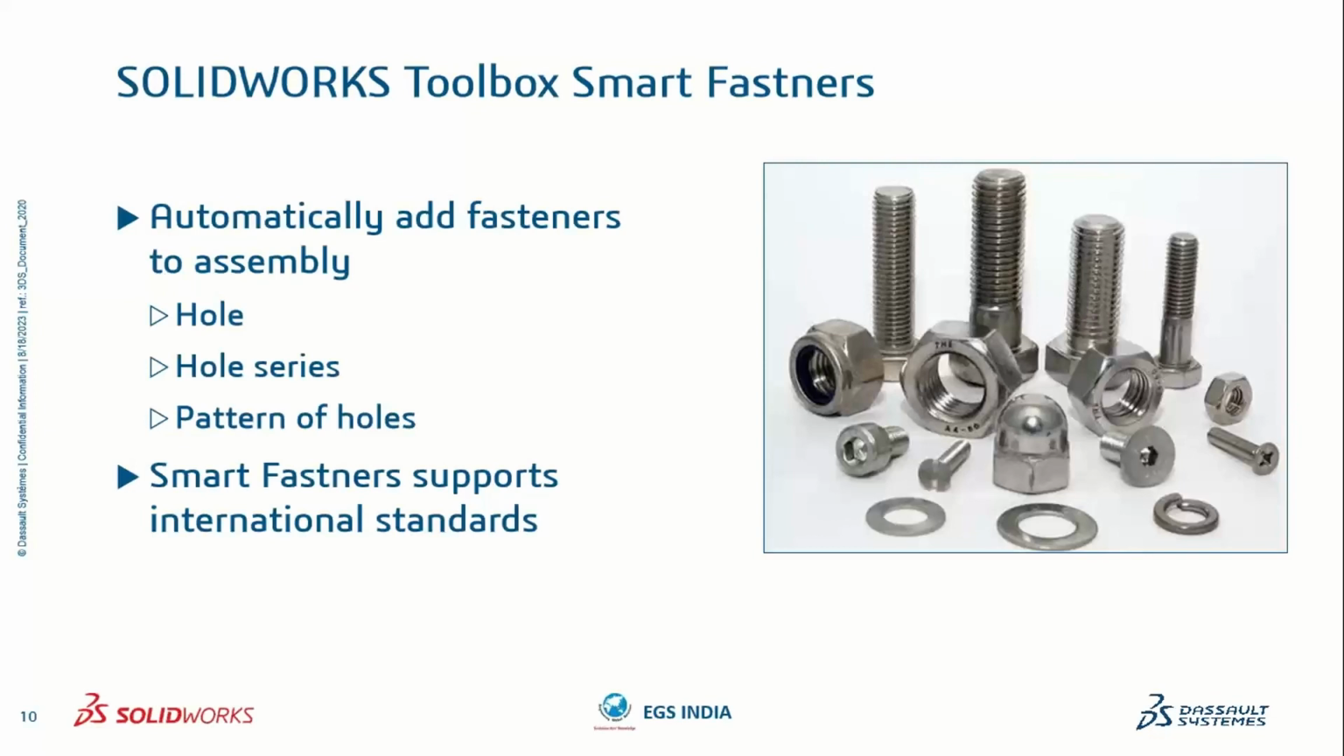If the holes are patterned, we need to click each and every hole one by one, and it will keep adding up. But in smart fasteners, if we just click any one hole that is part of a pattern, it will automatically create the patterned holes. It will automatically add the fasteners as well as the washers and bolts. These will all be added there. It will also support all the international standards like ANSI, ISO, and so on.